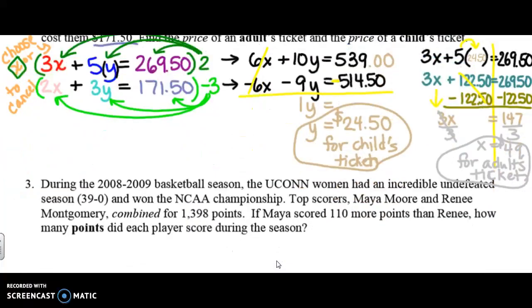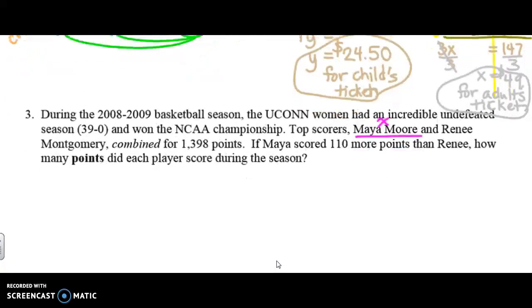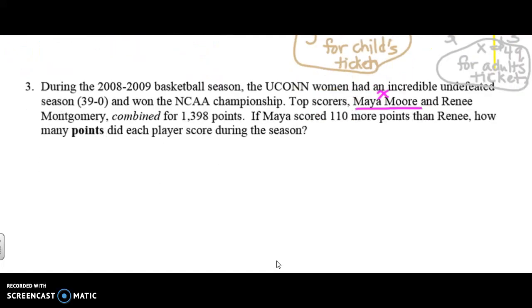Next question is about the basketball season. Of course, UConn women had an incredible undefeated season, 39-0, and won the NCAA championship. Top scorers Maya Moore and Renee Montgomery combined for 1,398 points that season. If Maya scored 110 more points than Renee, how many points did each player score during the season?